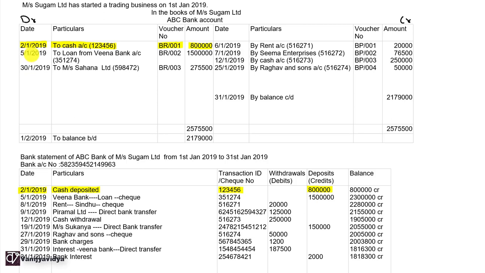Next, 5th Jan 2019 to loan from Veena bank account. So check number is 351274, BR002, 15 lakhs. Let's see on the credit side of the bank statement. So we have Veena bank loan check 351274, amount is 15 lakhs. Let's mark this.